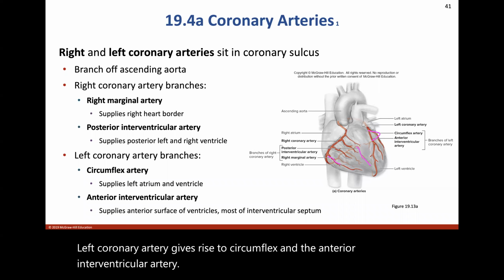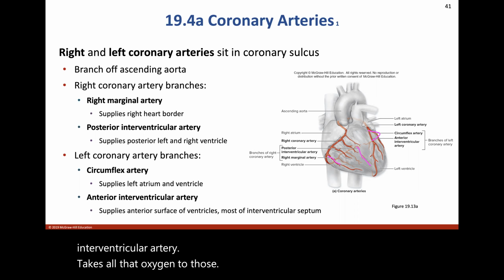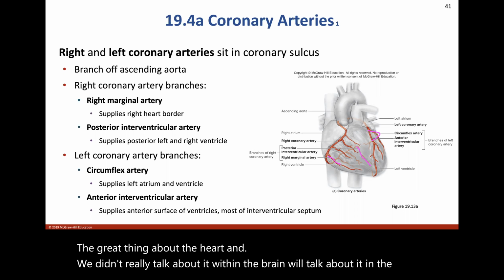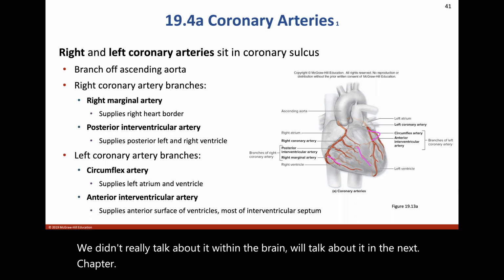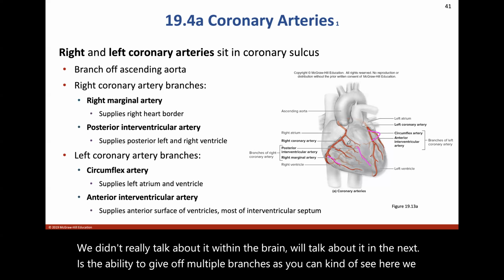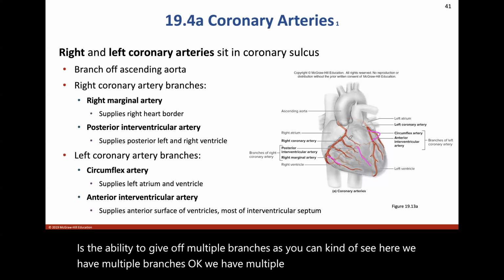It takes all that oxygen to those cardiac cells, cardiac muscle, and it returns back in veins. The great thing about the heart, and we didn't really talk about it within the brain, we'll talk about it in the next chapter, is the ability to give off multiple branches. As you can kind of see here, we have multiple branches right here off of this right coronary artery alone.